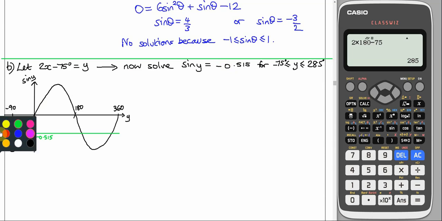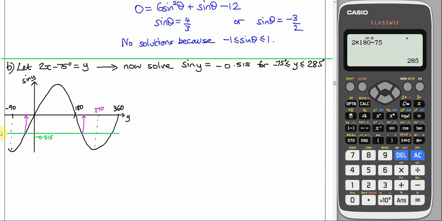I can see there's going to be 1, 2, and probably not 3 solutions, because I know this here is 270 degrees. So this final one might be smaller than 285, but it might not be. I'm expecting it probably isn't, but if it is, we'll include that as well.